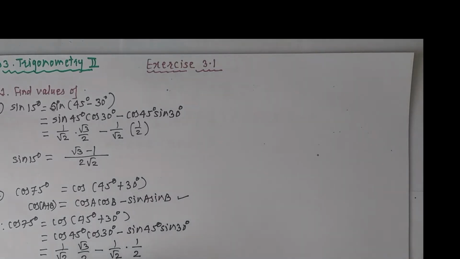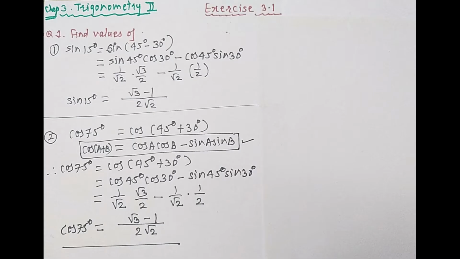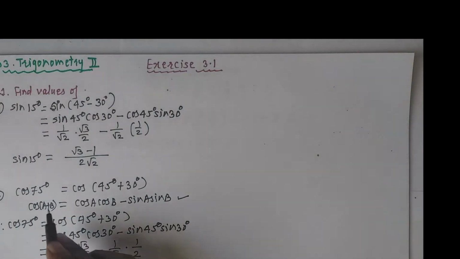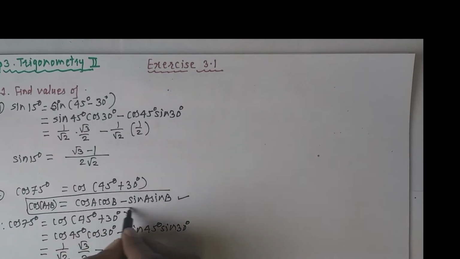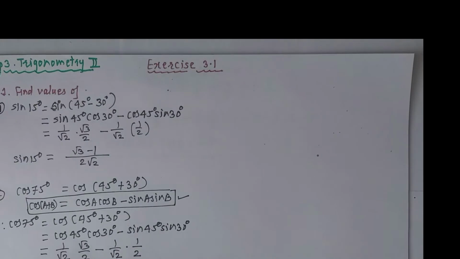Again you take the LCM. LCM will be 2 root 2 and in the numerator root 3 minus 1. In this way we have got the value of cos 75 degree is equal to root 3 minus 1 divided by 2 root 2. If you remember the formula, then it is very easy. Okay, let's see the next.